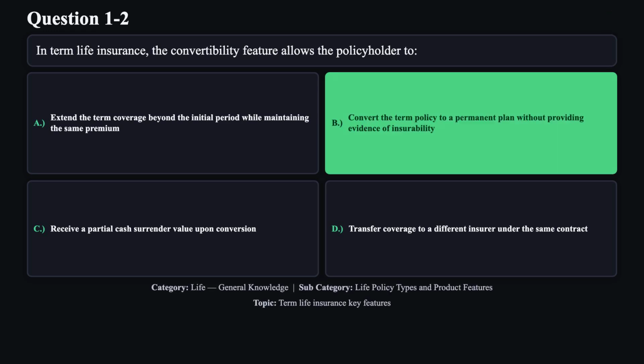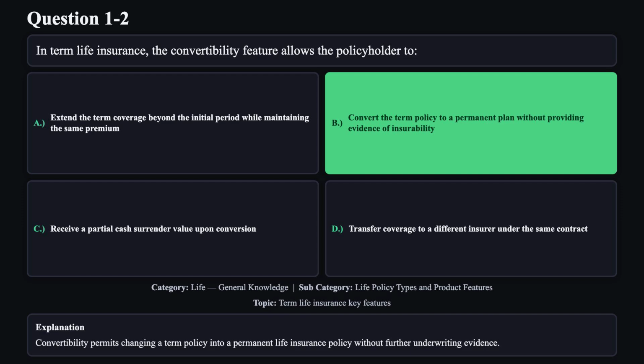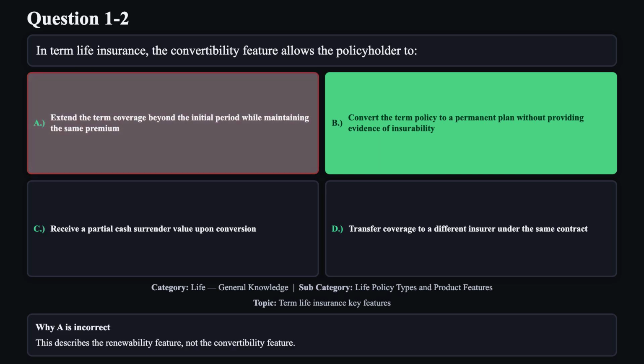The correct answer is B. Convertibility permits changing a term policy into a permanent life insurance policy without further underwriting evidence. Reason A is not correct. This describes the renewability feature, not the convertibility feature.